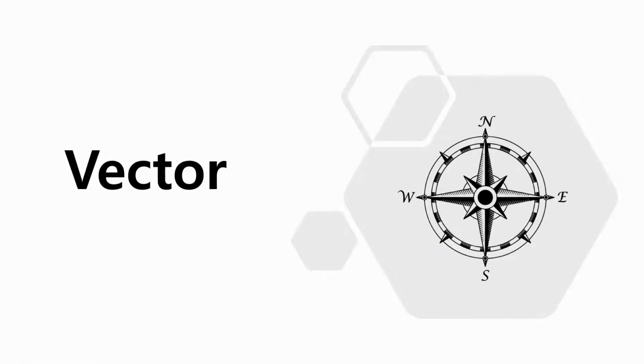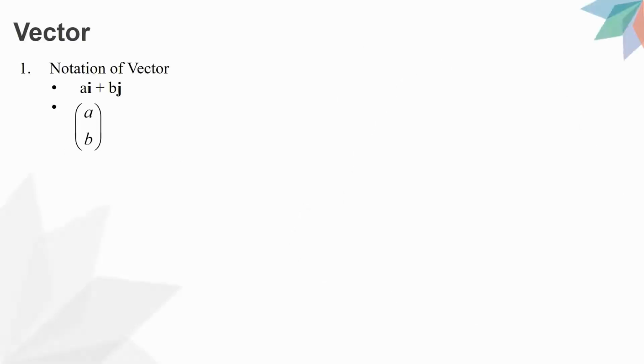Alright, today we are going to have a simple introduction on vectors. So the first thing is how we write vectors. Vectors can be written in the form of i j or in the form of column vector. Now just an example, vector AB is 3i plus 4j.